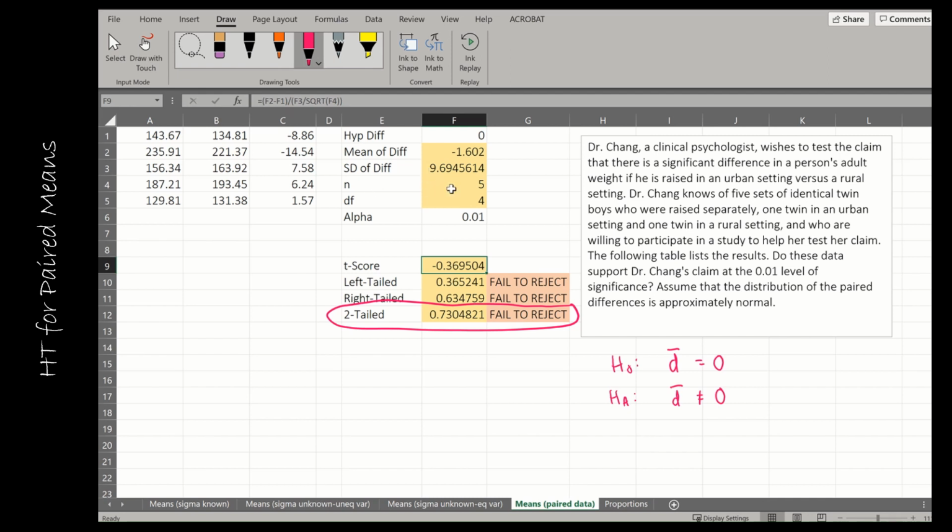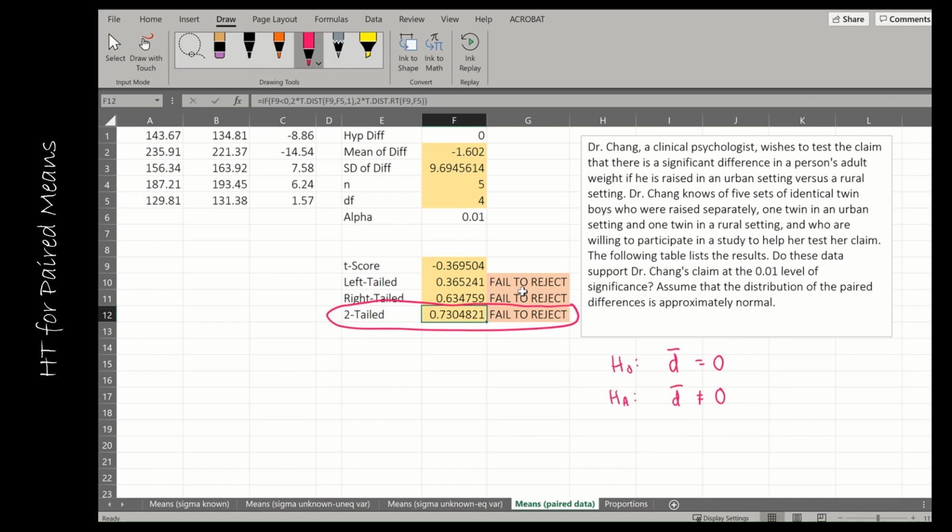Again, make sure you're using sample size and not degrees of freedom. The degrees of freedom will come into play here for the t-distribution, or my two-tailed. So as you can see, I've already filled everything in and included my conclusion cells here.